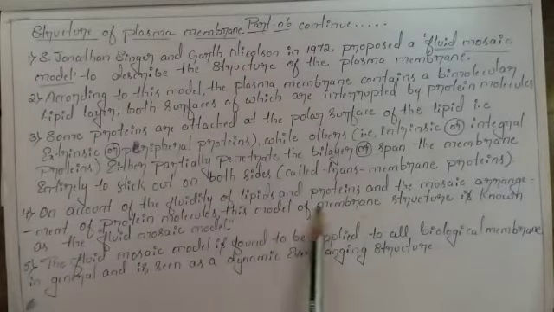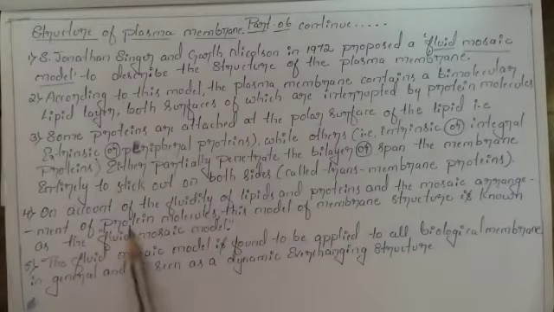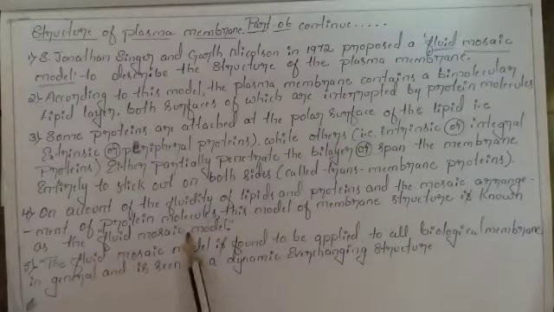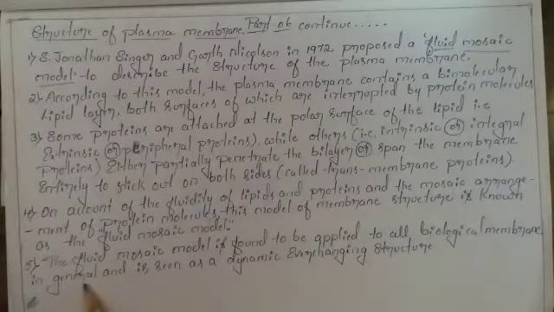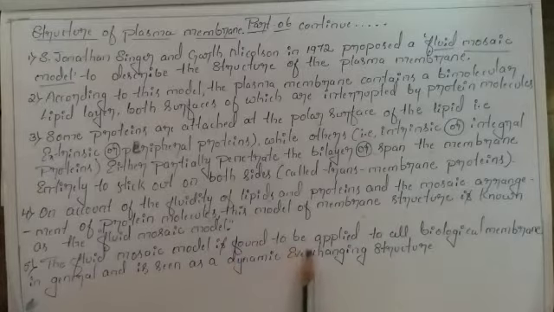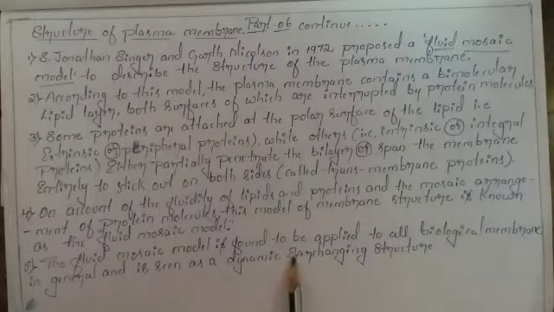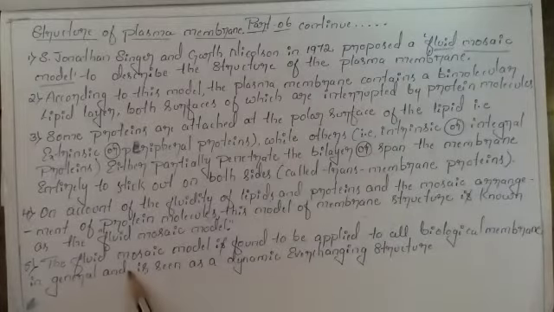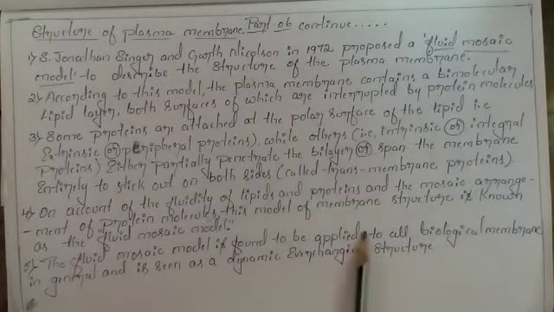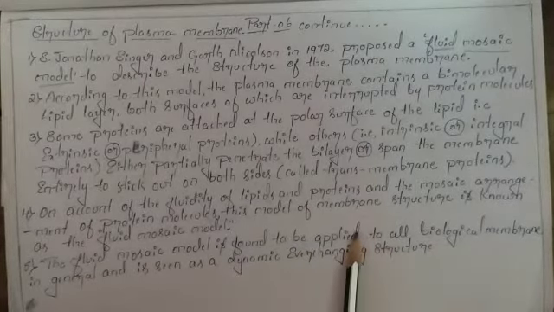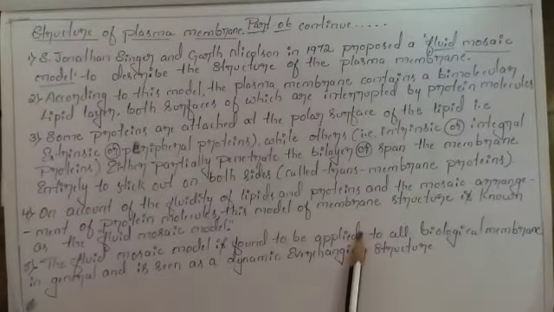So, on account of the fluidity of lipids and the mosaic arrangement of protein molecules, the model of membrane structure is known as the fluid mosaic model. The fluid mosaic model is found to be applied to all biological membranes in general and is seen as a dynamic and ever changing structure. So this is the importance of this point. It is the generalized part of the cell, is it or not?